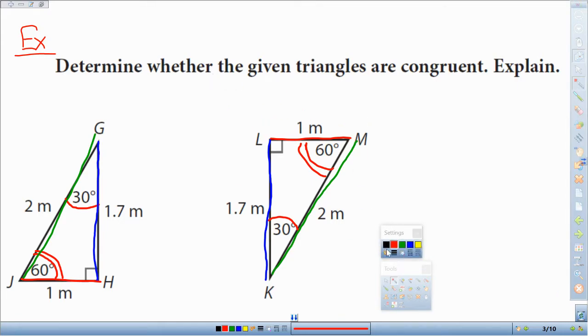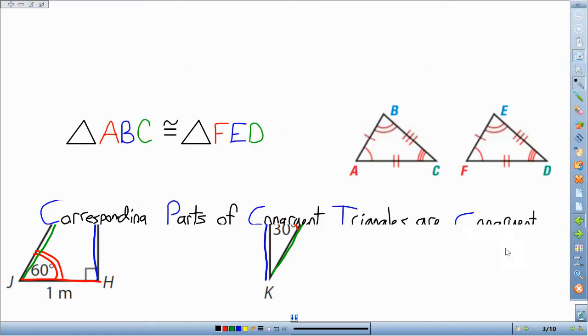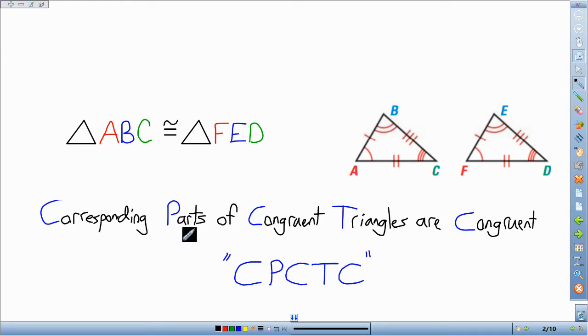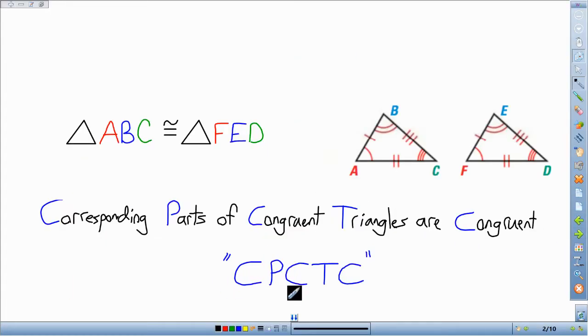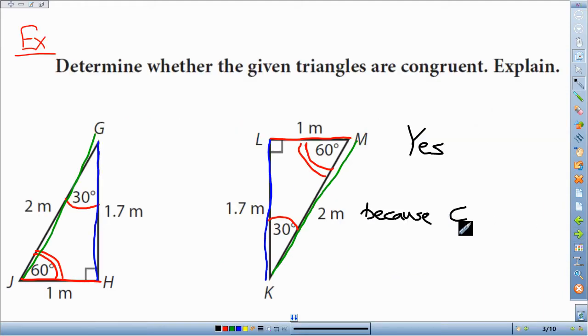Okay, so determine whether the triangles are congruent. Yes. And our explanation can just be this: it's because corresponding parts of congruent triangles are congruent. That's going to be our answer, and I'm just going to use the shorthand, CPCTC. That's why these are congruent to one another.